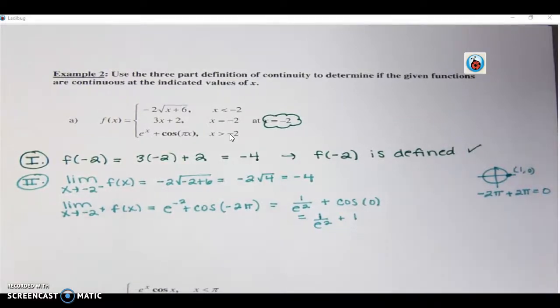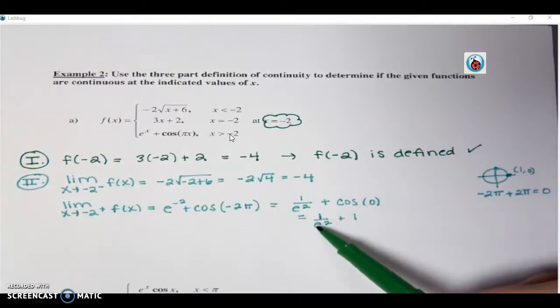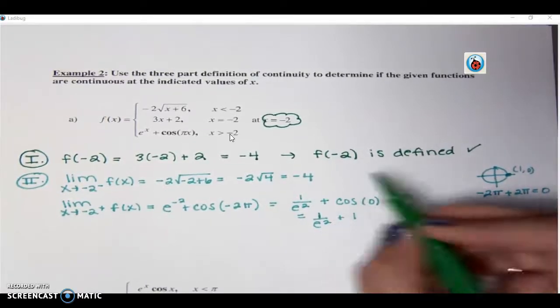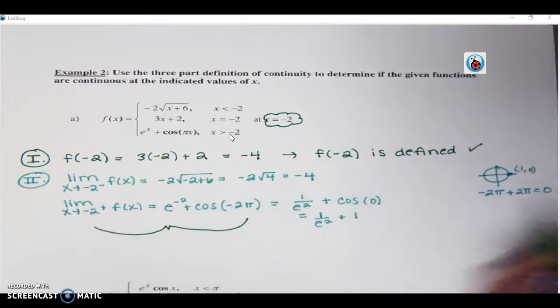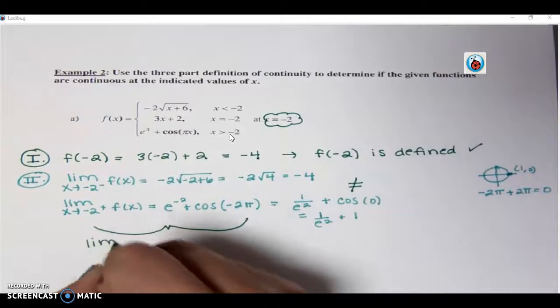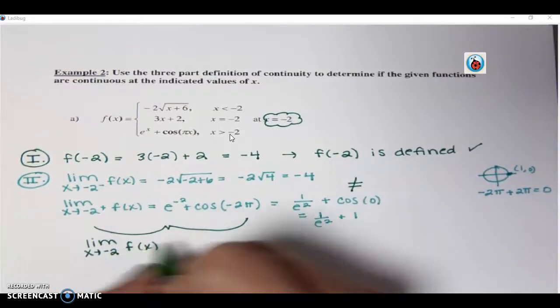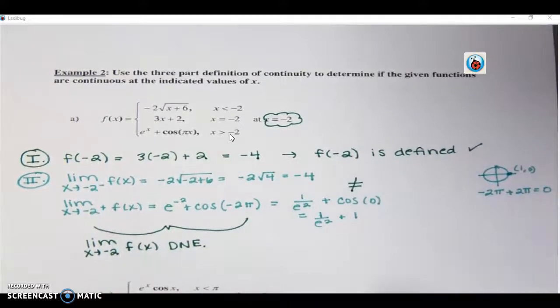So for the left side of the limit, we got -4. For the right side of the limit, we got 1 over e squared plus 1. Those are not the same. So we can say from this here that because these two things are not equal, the limit as x approaches -2 of f of x doesn't exist. Okay, so you just got to make sure you show they're not equal so it doesn't exist.